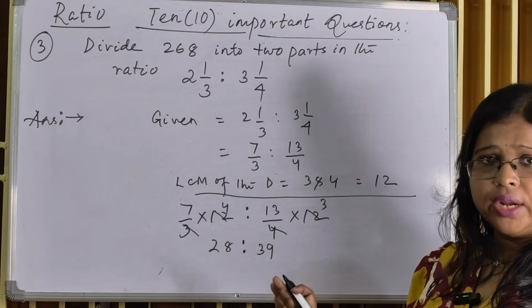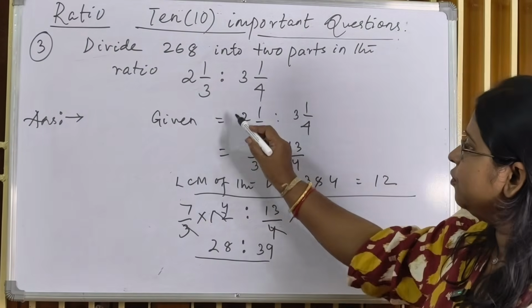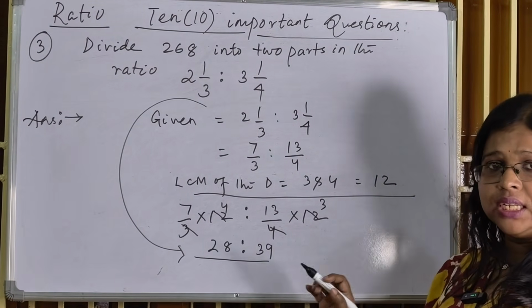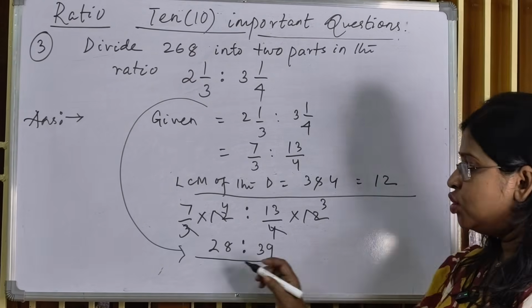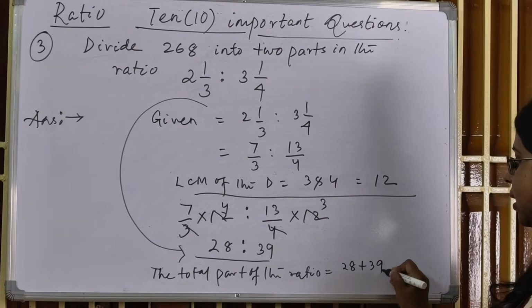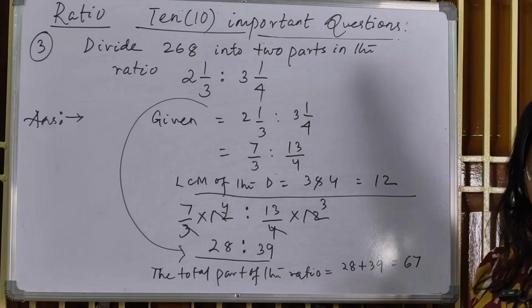Here the answer has not ended yet. We just have converted the fraction to whole number. Now the new ratio is 28 is to 39. So the total part of the ratio is 28 plus 39, 67. We got the total part of the ratio.